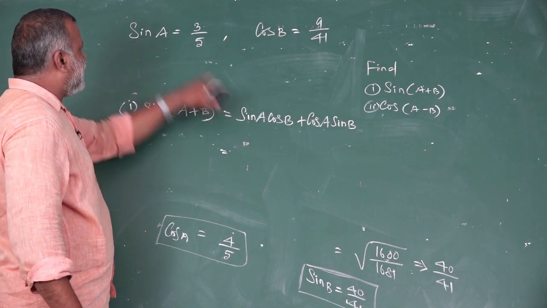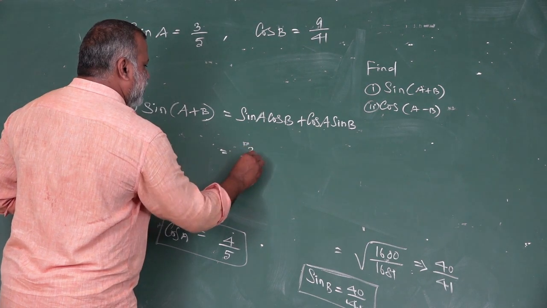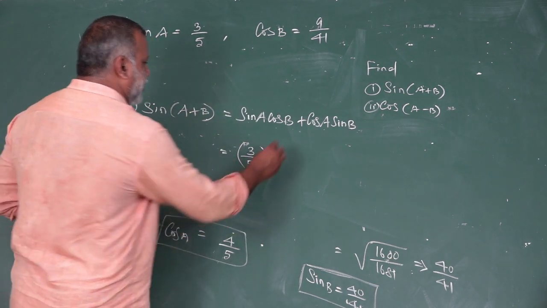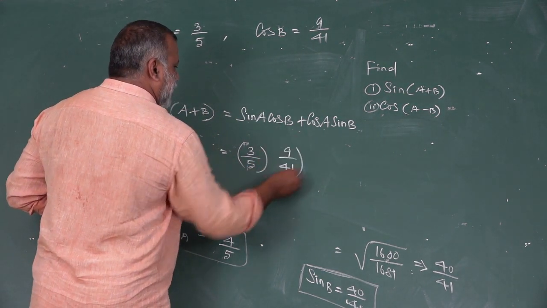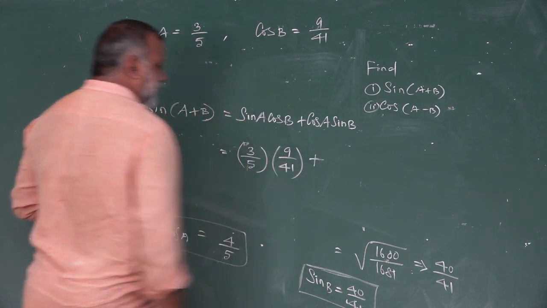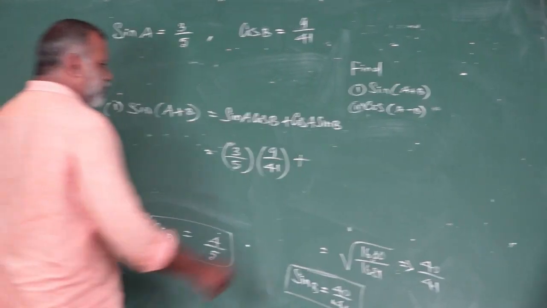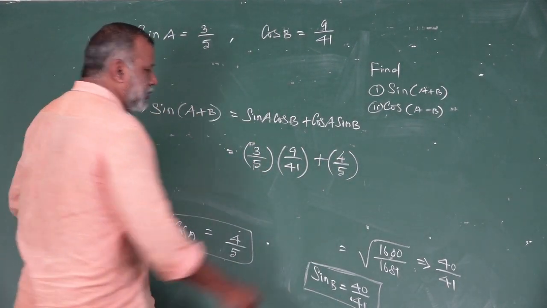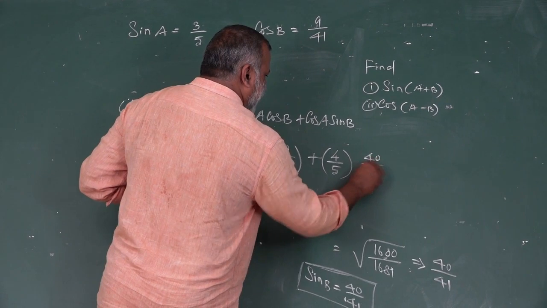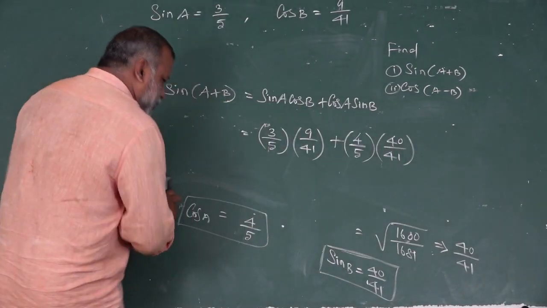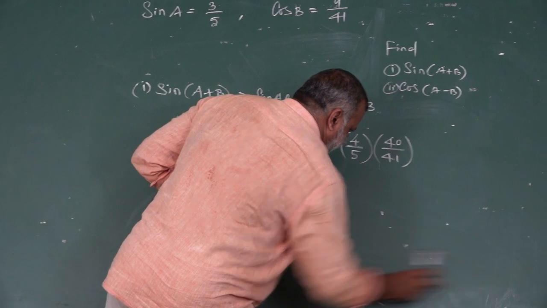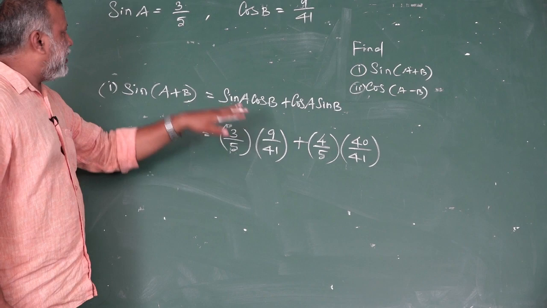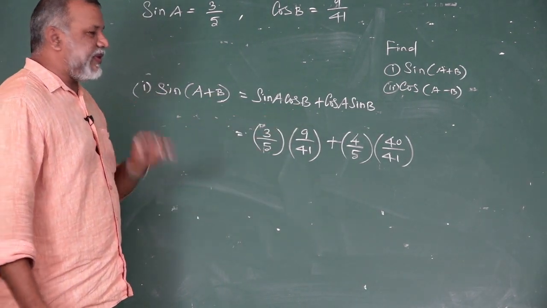So here sin A, the given data, is 3 by 5. Cos B is 9 by 41. Plus cos A, already worked out, 4 by 5. Then sin B, that we also worked out, 40 by 41. Therefore, we worked out all the data. Then you have to simplify these values. So multiply, then work out the result. You can verify your result.